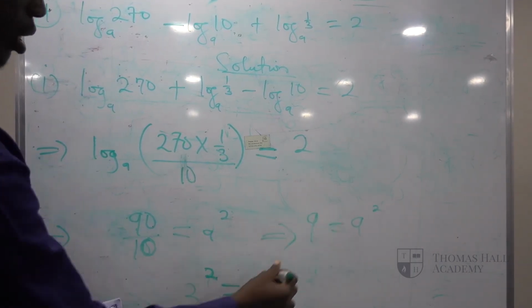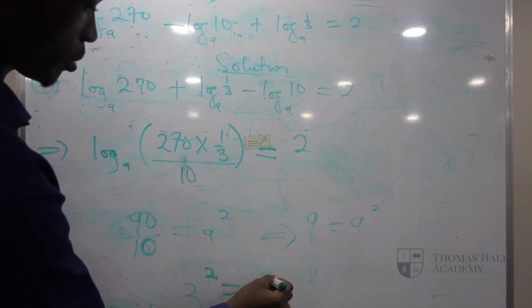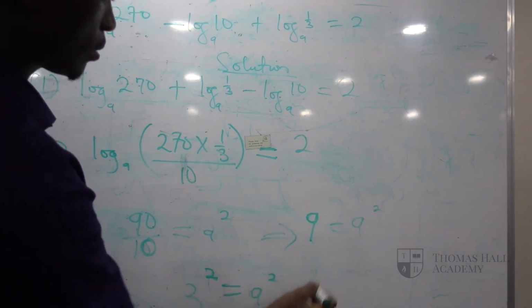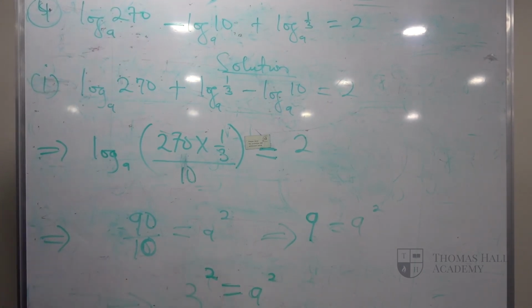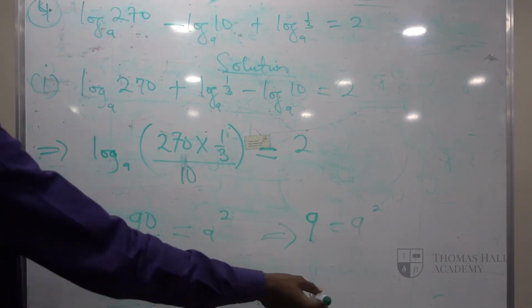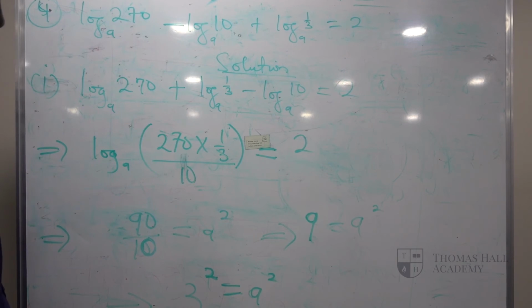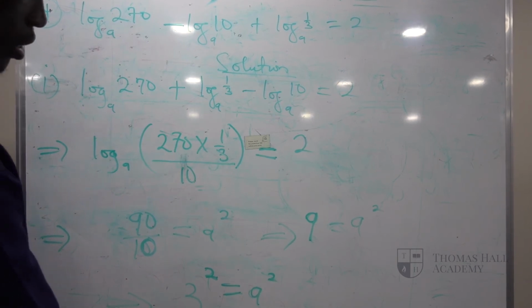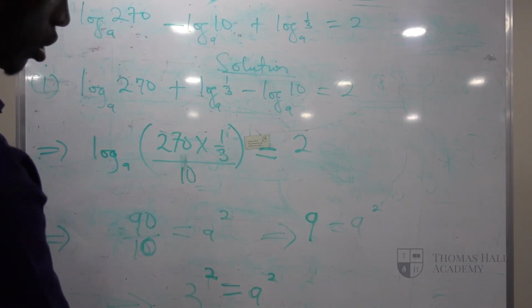3 raised to the power 2 equals A raised to the power 2. This is 9 equals A raised to the power 2. They have the same powers. 2 cancels 2. A equals 3. So the value of A in this is equal to 3.